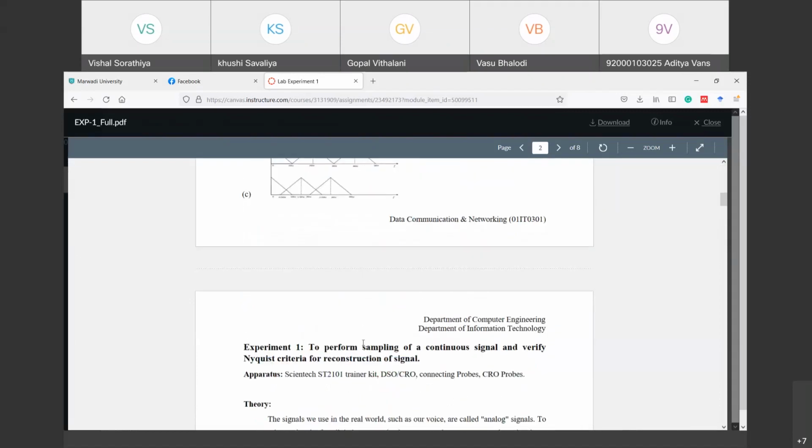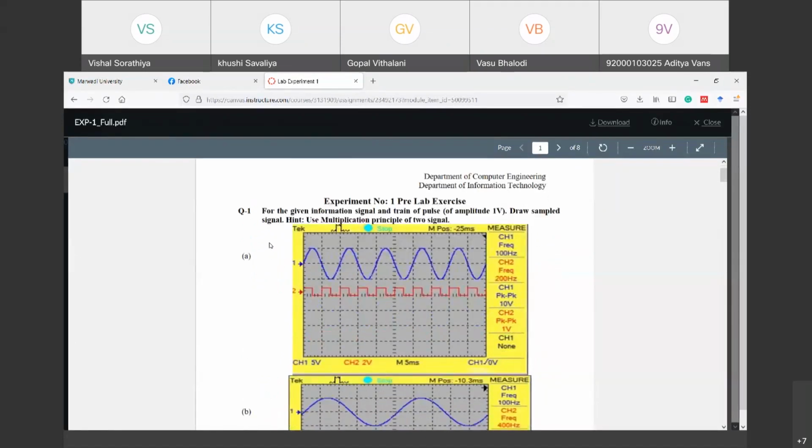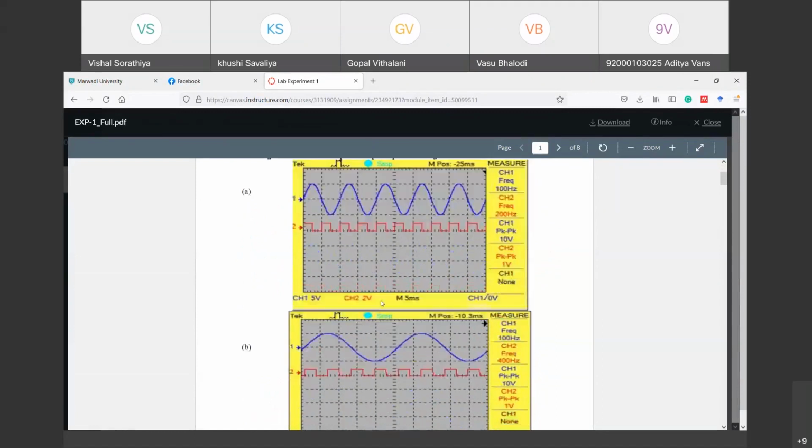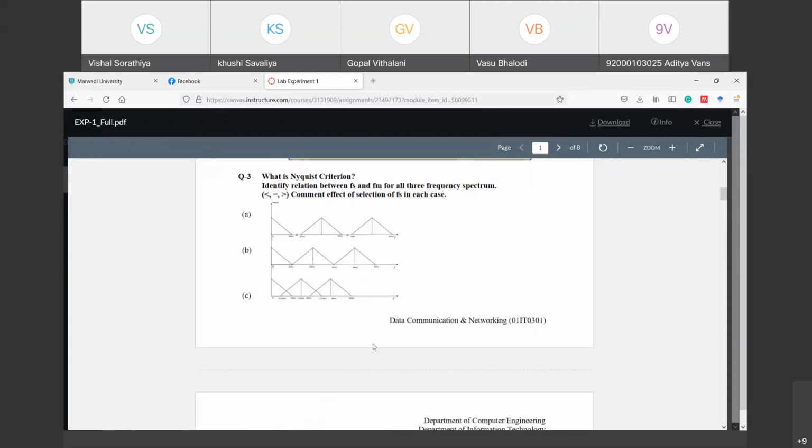Because it requires a circuit to be created also. So you need to do some of the pre-lab exercise. You can print it out and write your answers over here. Otherwise, you can draw it in your notebook and attach the answers at the end also. It is also okay. So both options are allowed over here.